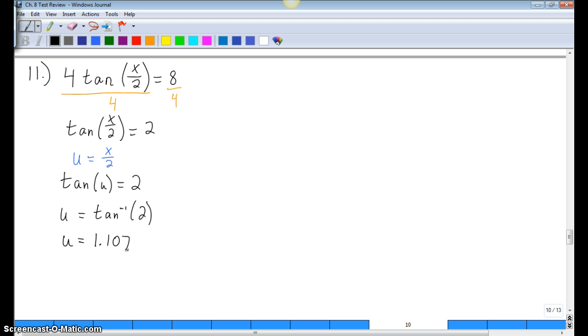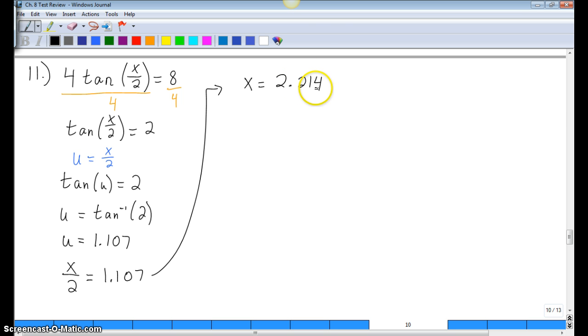Okay. Now that we have u equal to a value, this is where you can go back and substitute, or basically undo your substitution of u. So in essence, we're saying x over 2 is equal to 1.107. So we still need to get x by itself. I'm going to come up here, multiply both sides by 2. We get x equals 2.214. And we have solved our tangent solution.